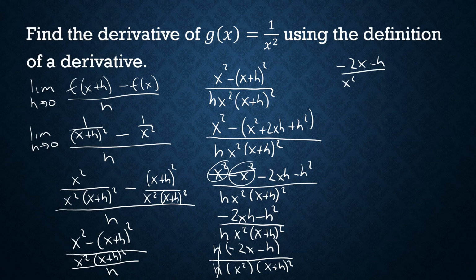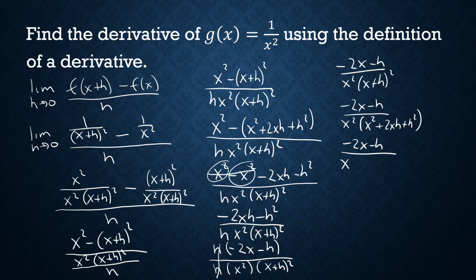negative 2x minus h over x squared (x plus h) squared. On the denominator, I can multiply that out, (x plus h) squared. It's going to be x squared, I'm just FOILing here, plus 2xh plus h squared. And then distribute the x squared. Gives me x to the fourth plus 2x to the third h plus x squared h squared.